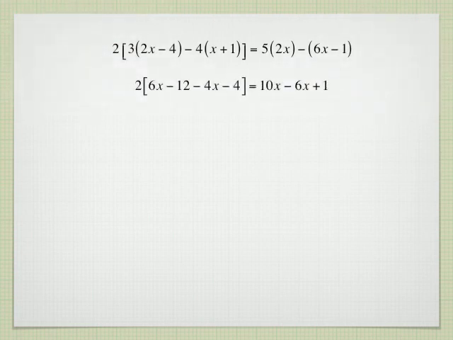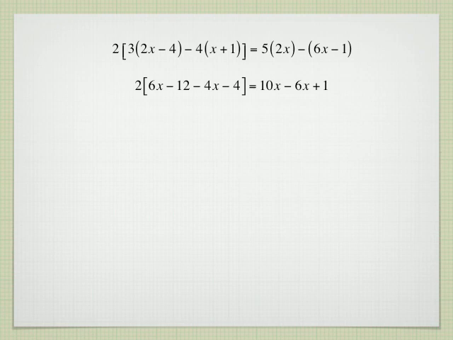So we have 2 on the outside, that part stays the same. Then 3 times 2x is 6x. 3 times minus 4 is minus 12. Minus 4 times x is minus 4x. And minus 4 times 1 is negative 4. On the right-hand side, we have 5 times 2x is 10x. And then don't forget to distribute that negative. That's the easiest thing to do, but the most common place to make a mistake.